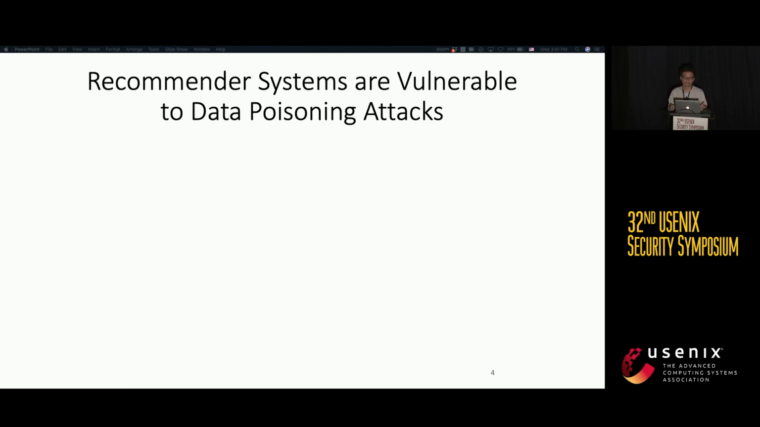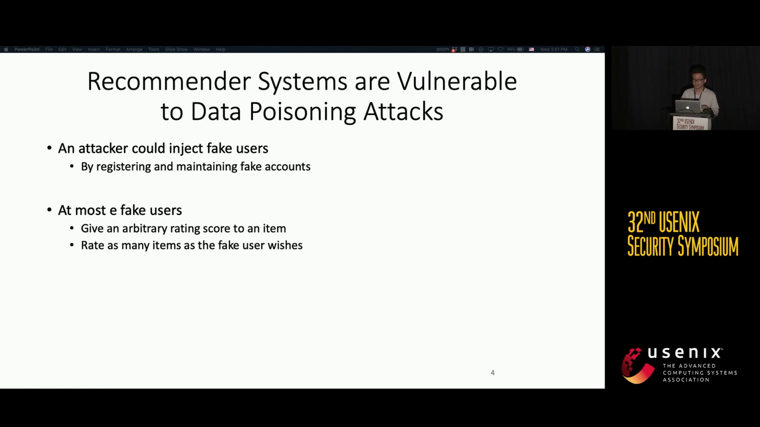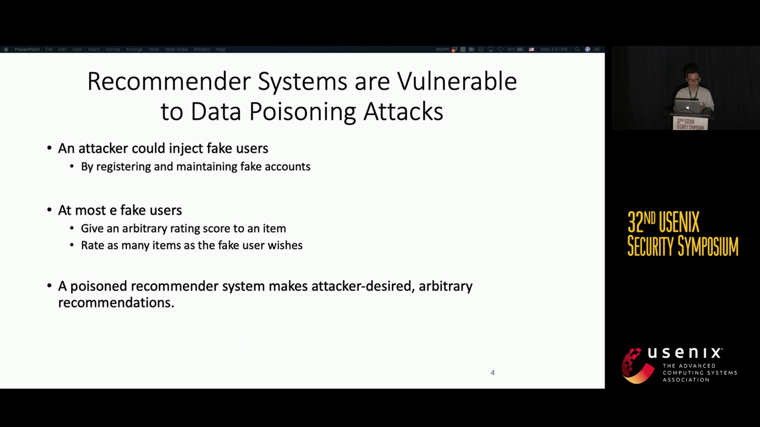However, it's well known that recommender systems are vulnerable to data poisoning attacks. In particular, an attacker could inject some fake users into a recommender system. For instance, an attacker could inject fake users by registering and maintaining fake accounts in web service platforms such as Amazon and eBay. In our work, we consider an attacker could inject at most E fake users, and we consider each fake user could give an arbitrary rating score to an item. And also, each fake user could rate as many items as the fake user wishes. As a result, a poisoned recommender system makes attacker-desired arbitrary recommendations.